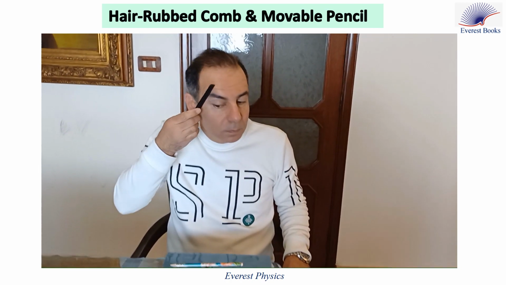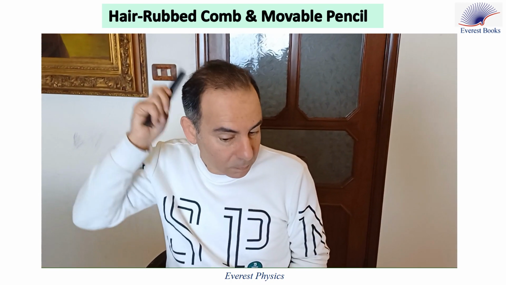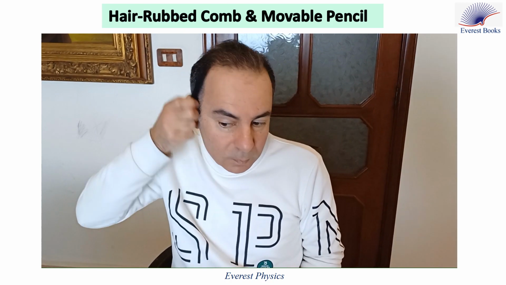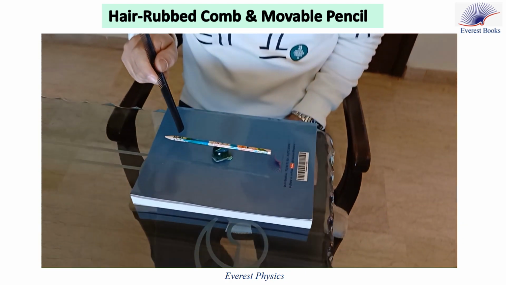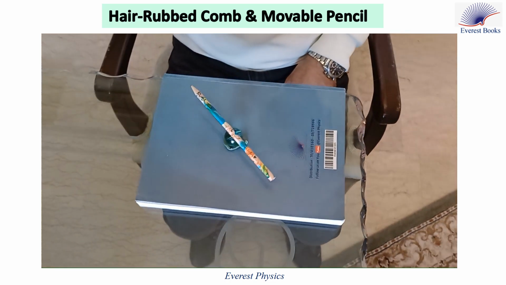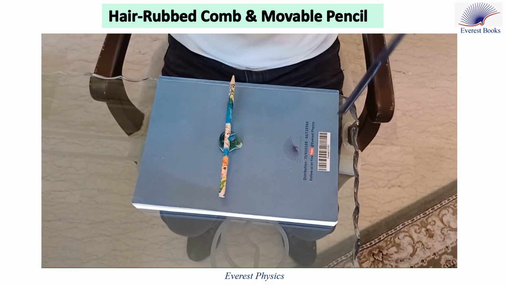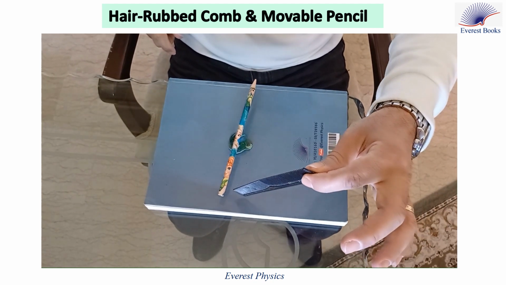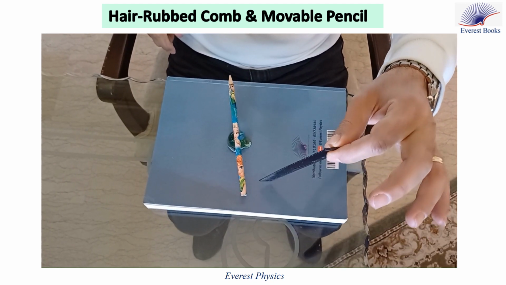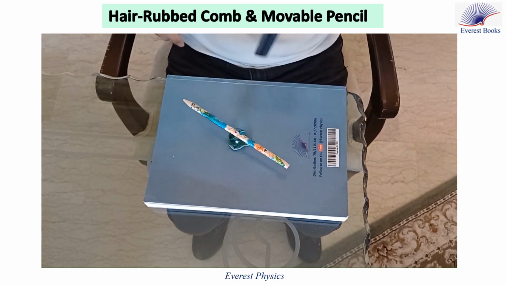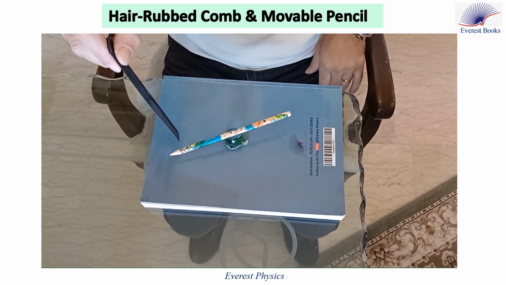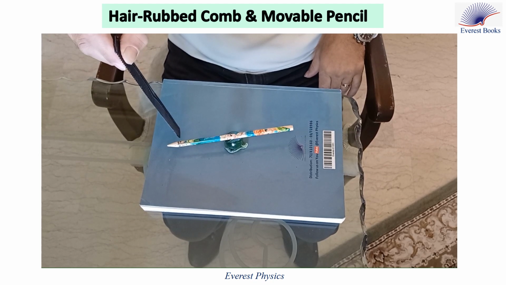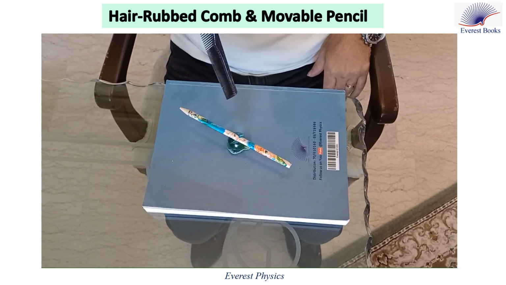In this activity, we start by charging the comb negatively by rubbing it with hair. When the comb is brought close to a pencil, the pencil is attracted to the comb. Why? Actually, when the comb is charged negatively by rubbing it with hair, it repels electrons in the pencil, creating a positive charge near it. This positive charge then attracts the pencil towards the comb.